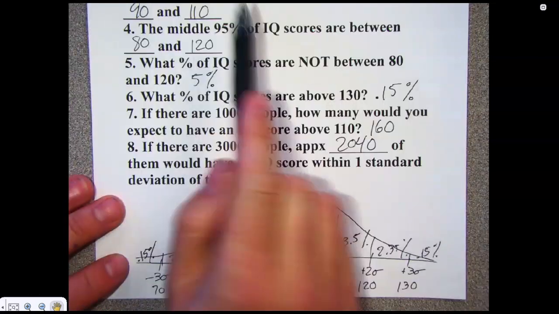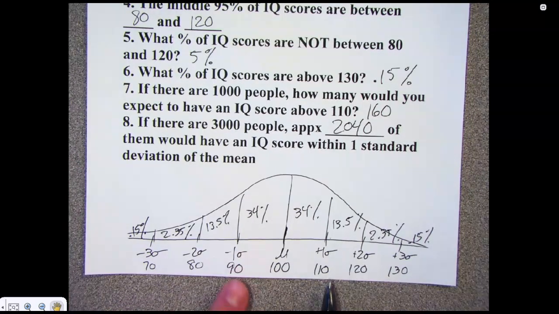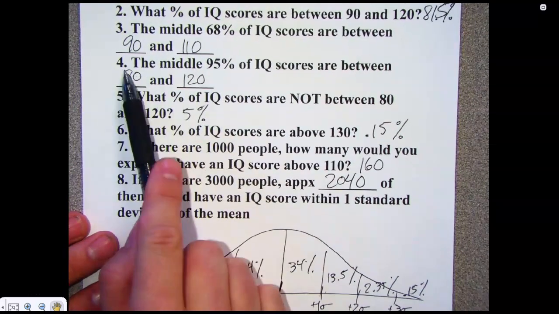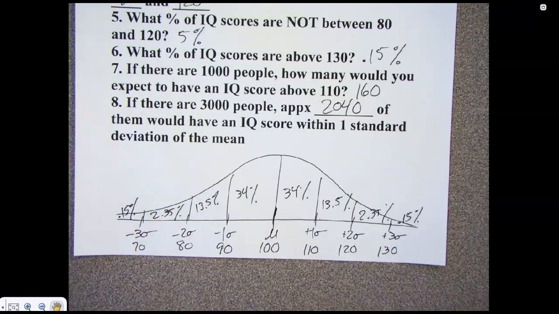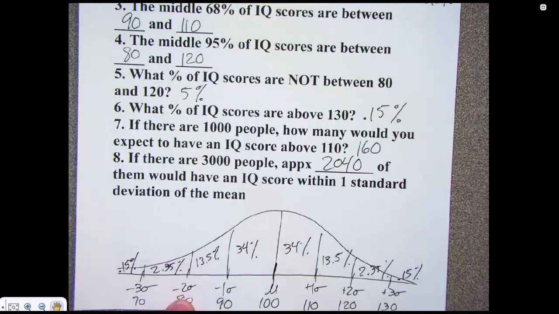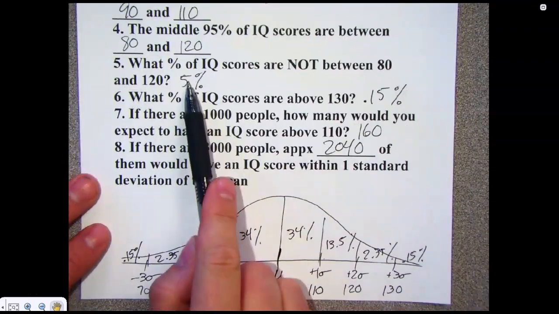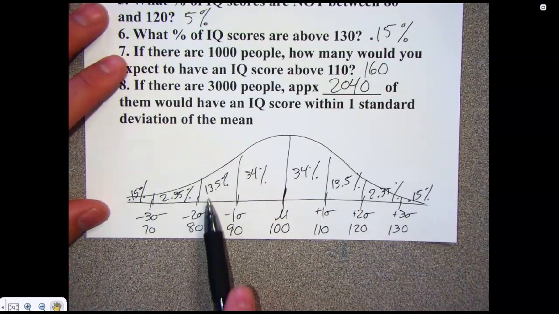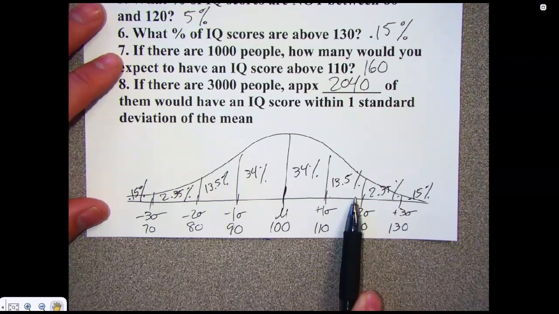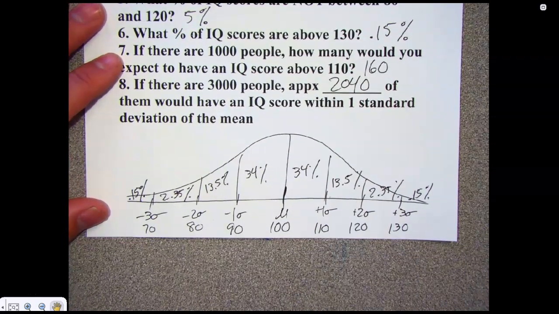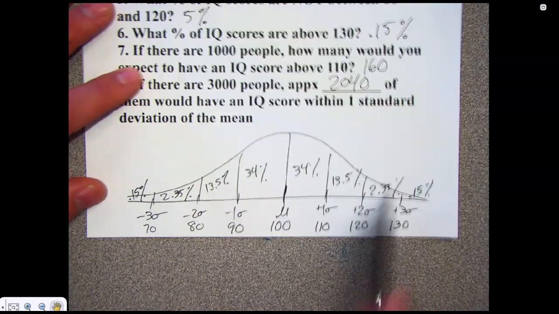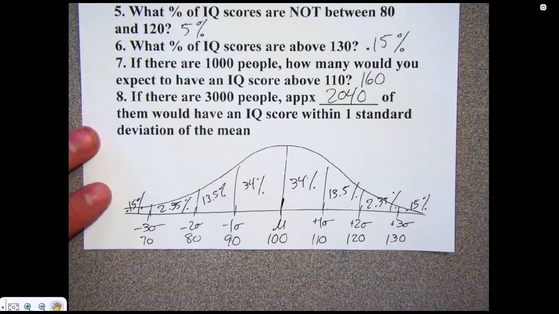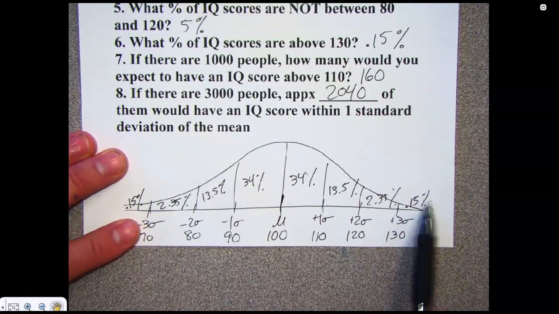Alright, so middle 68%. The 68% is here, so you're going to say between 90 and 110. Number 4, the middle 95%. That's within 2 standard deviations, so that's between 80 and 120. What IQ scores are not between 80 and 120? You can do this 2 ways. You can find what is between 80 and 120 and then subtract it from 100, or you could just add up these 4 little sections on the side. That'd be 5%. What percent are above 130 is this 0.15% over here.